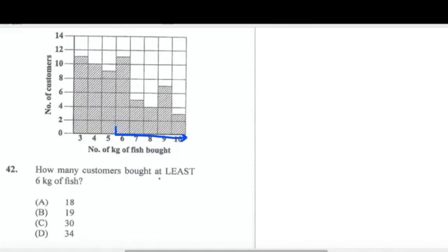So how many customers bought at least 6 kilograms of fish? 6 kilograms or more. So we could call this 11 here. Then we could call this 5, 4. We could call this 7. We could call this 3. So we just have to add this up. 4 and 3 is 7, and 7 is 14. 14 plus 5 is 19. 19 plus 10 is 29, and 1, 30 is C.